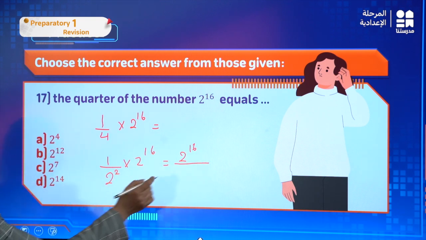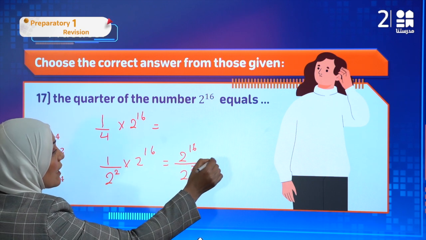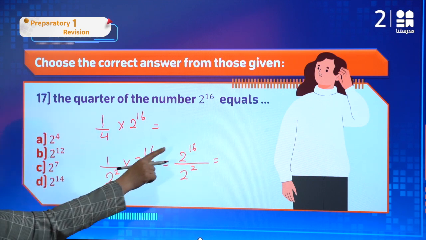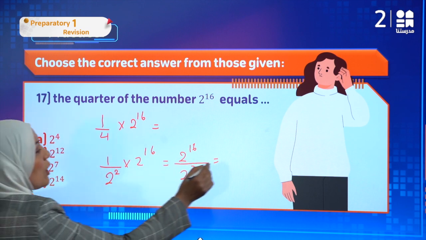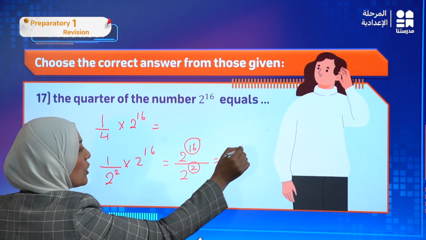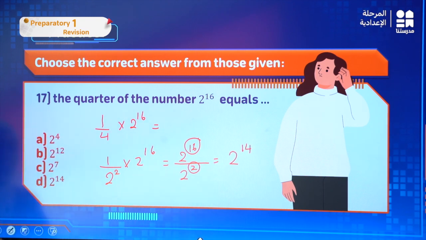2 to the power of 16 times 1 is 2 to the power of 16 over 2 to the power of 2. And as we know, now we have the same base. So I did this step to have the same base. So 2 to the power of 16 minus 2, which is 14. So the correct answer is letter D.